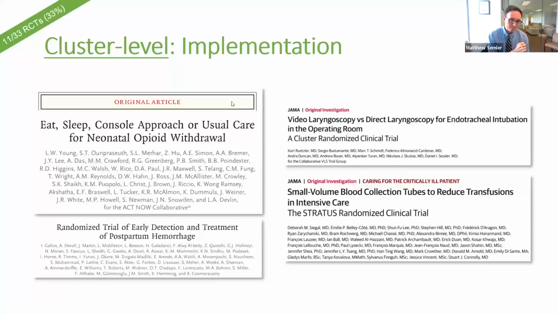Next slide. Second type of cluster level trial might be described as implementation of either bundles like this Eat, Sleep, Console approach for neonatal opioid withdrawal, or this early detection and treatment of postpartum hemorrhage intervention, or implementation of things that were felt to be potentially best practice that were not yet a part of clinical care in those settings. So cluster level interventions that were evaluating the implementation of bundles or best practices.